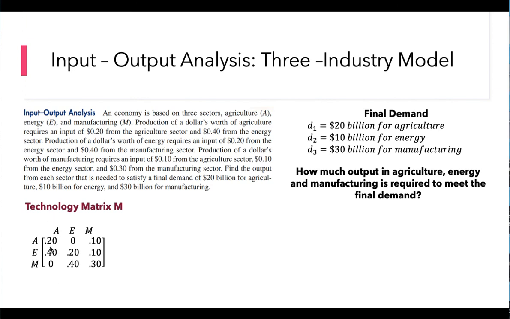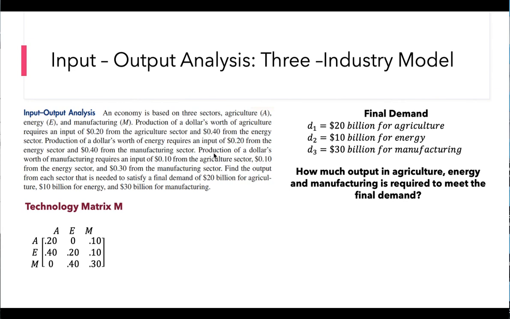So look at how that got interpreted in the technology matrix. We need 20 cents from agriculture, we need 40 cents from energy, and nothing from manufacturing to create $1 worth of agriculture. Look at the next sentence. A production of $1 worth of energy requires an input of 20 cents from energy and 40 cents from manufacturing. So energy requires no agriculture, 20 cents from energy, 40 cents from manufacturing.